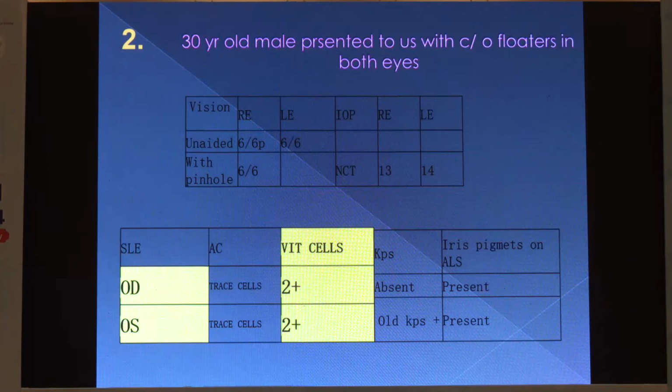In the second case, a 30-year-old male presented to us with the chief complaint of floaters in both the eyes. In both the eyes, with the pinhole, the vision was 6/6. In both the eyes, there were +2 vessels, but in the left eye, there were old capes also present.